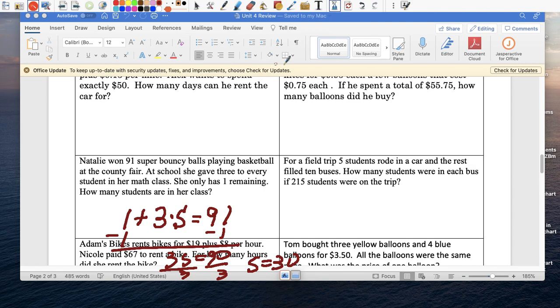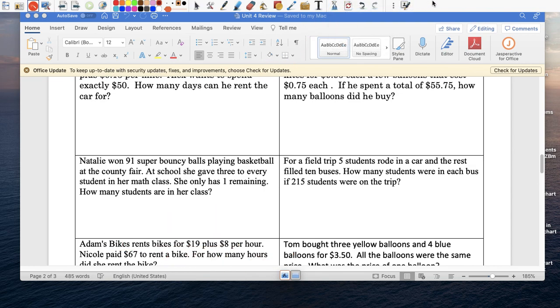Field trip. 5 students rode in a car, and the rest filled 10 buses. How many students were in each bus if 215 students were on the trip? Oh, okay. So something equals 215. The 5 students that were in the car, plus 10 buses with how many students per bus? We don't know, so let's call that B. Let's say 10 buses times however many students per bus.